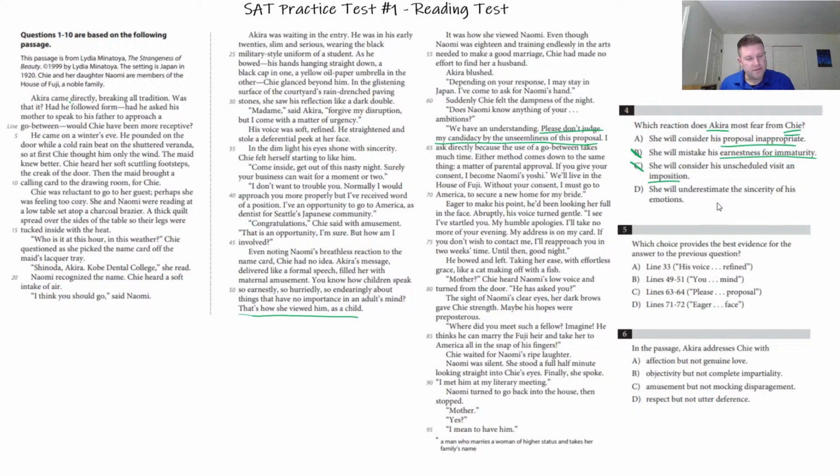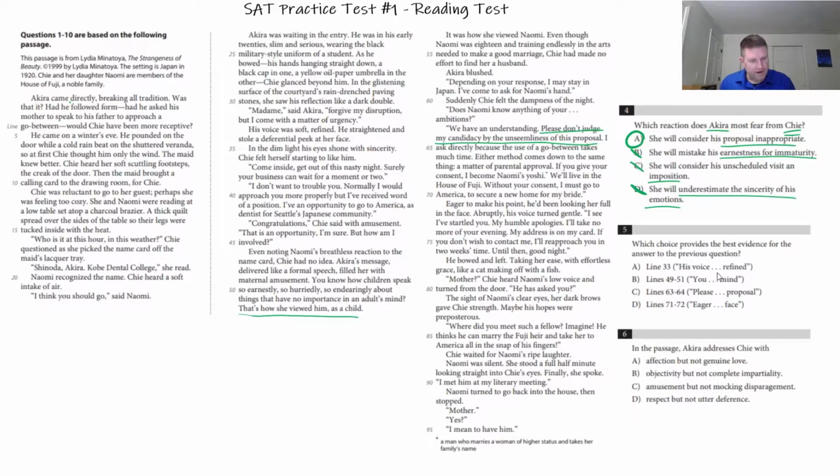And then if you look at D here, she'll underestimate the sincerity of his emotions. So basically she'll think that he's not serious about marrying her daughter. Not really, okay? Even if she's not taking him seriously, again, this is about what the groom is worried about, okay? And it doesn't explicitly say that she's not going to think that he's serious, right? So D is out, and then A is good there.